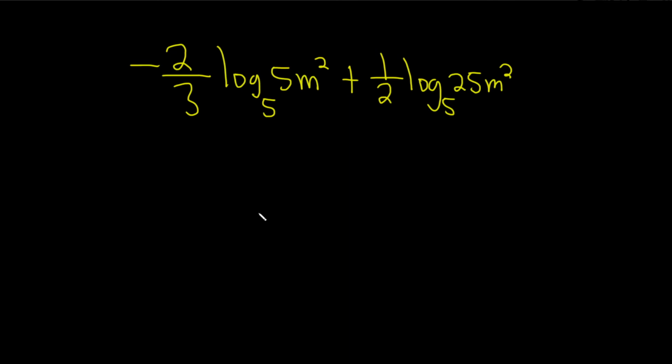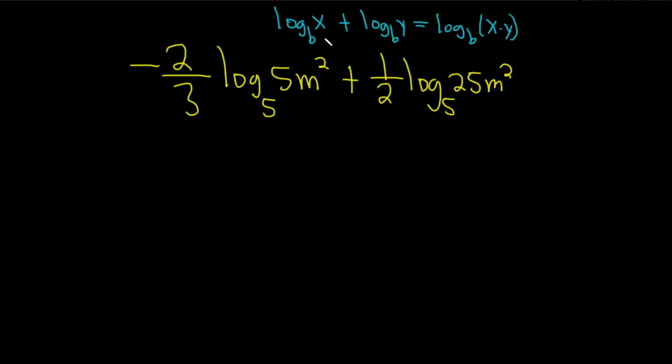Hello, in this problem we have two logarithms and the question is to write it as a single logarithm whose coefficient is 1. So the idea is to use something called the product rule. The product rule says if you have the log base b of x plus the log base b of y, that this is equal to the log base b of x times y. So the addition turns into multiplication.